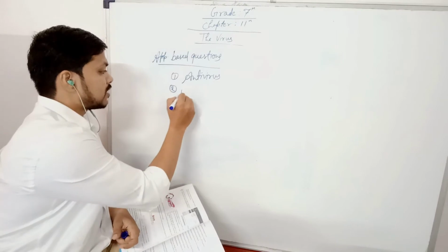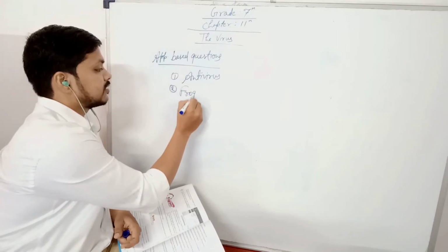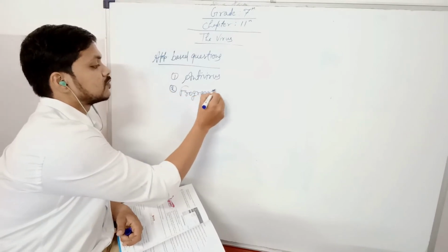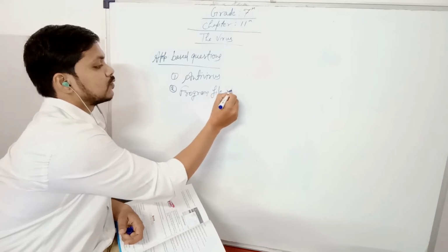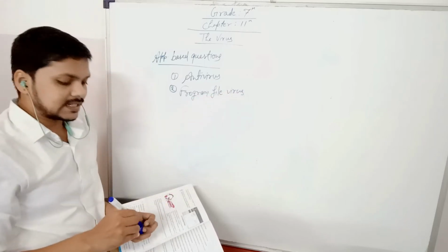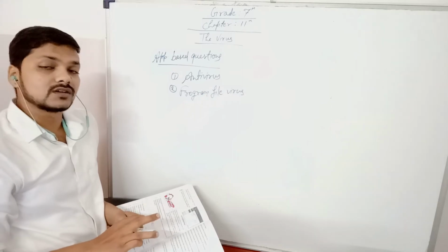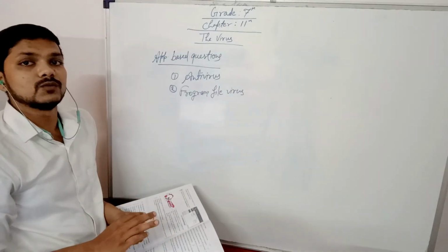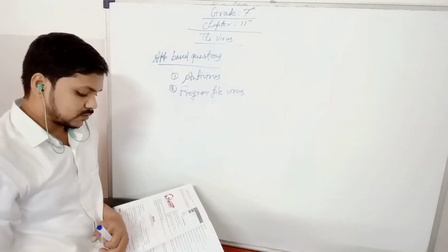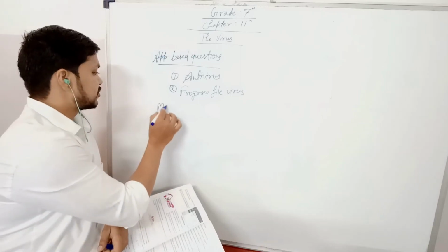That is called program file virus. I have to write here program file virus. The viruses that have their extensions in different orders, that is called program file virus. Now we are coming to the multiple choice questions of this chapter.